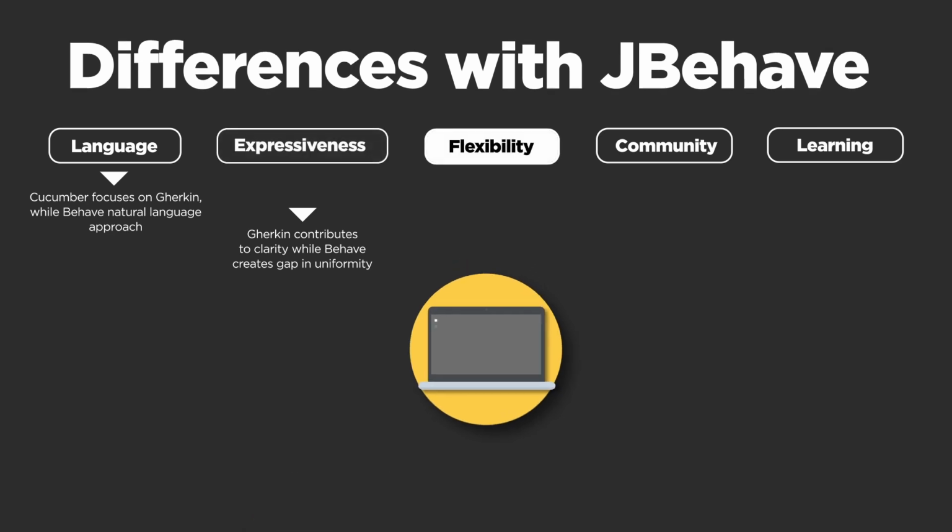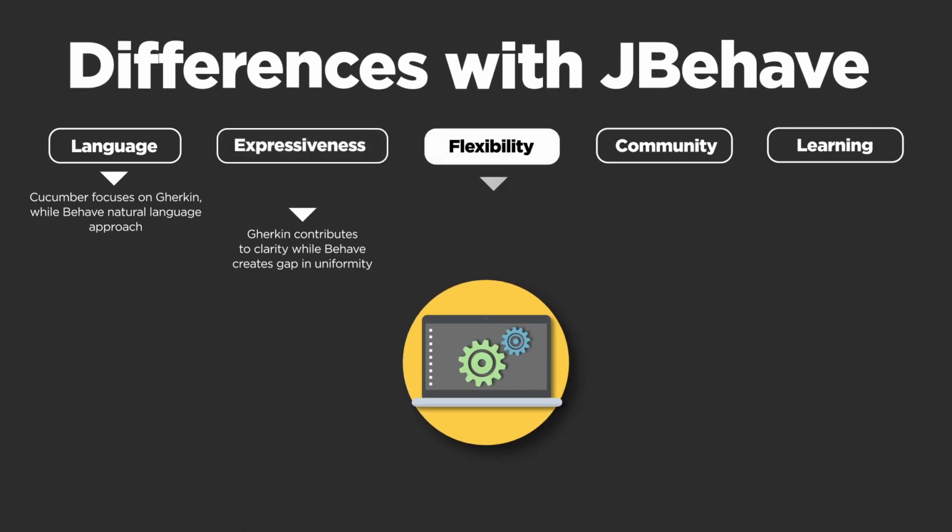Cucumber provides a high level of flexibility and extensibility through plugins and integrations. JBehave is designed to be flexible, allowing users to extend its functionality, but the ecosystem and the number of plugins for JBehave might be smaller compared to Cucumber.